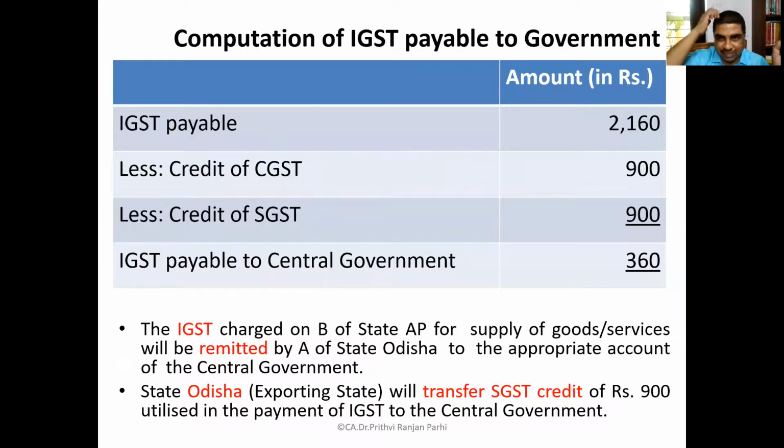That is the first concept. So how much IGST is payable, we have to find out. CGST credit is adjusted, SGST credit is adjusted. This SGST credit has to be paid by the exporting state to the center.